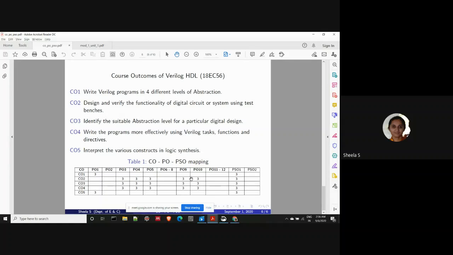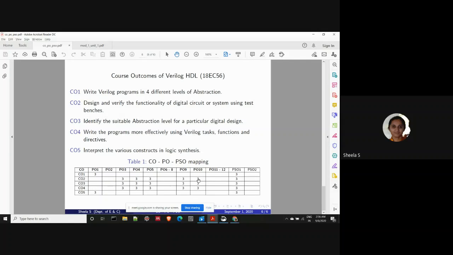Or else if there are any errors while writing the code, you'll be communicating with your friends and trying to analyze the program. So as a result, this strongly maps to CO, I mean CO2 strongly maps to PO9.